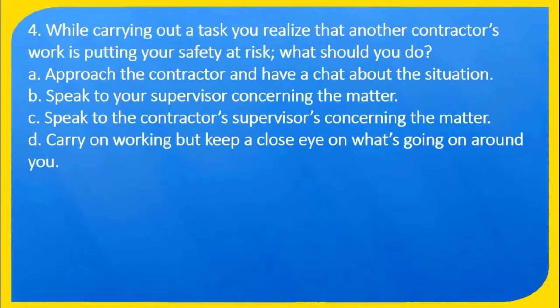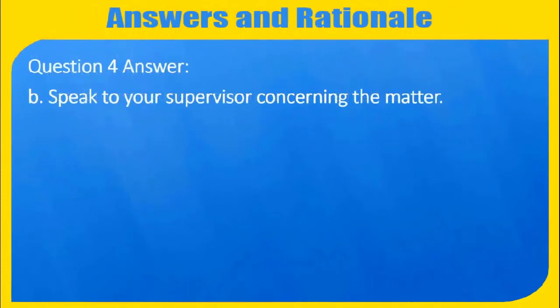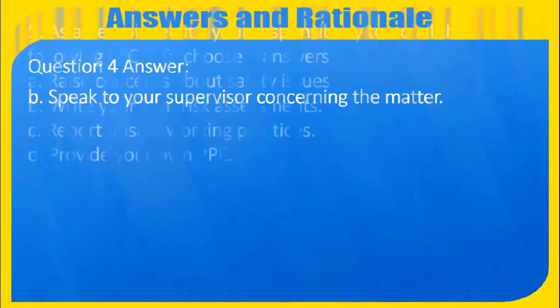Question 4. While carrying out a task, you realize that another contractor's work is putting your safety at risk. What should you do? A. Approach the contractor and have a chat about the situation. B. Speak to your supervisor concerning the matter. C. Speak to the contractor's supervisors concerning the matter. D. Carry on working but keep a close eye on what's going on around you. Question 4. Answer B. Speak to your supervisor concerning the matter.